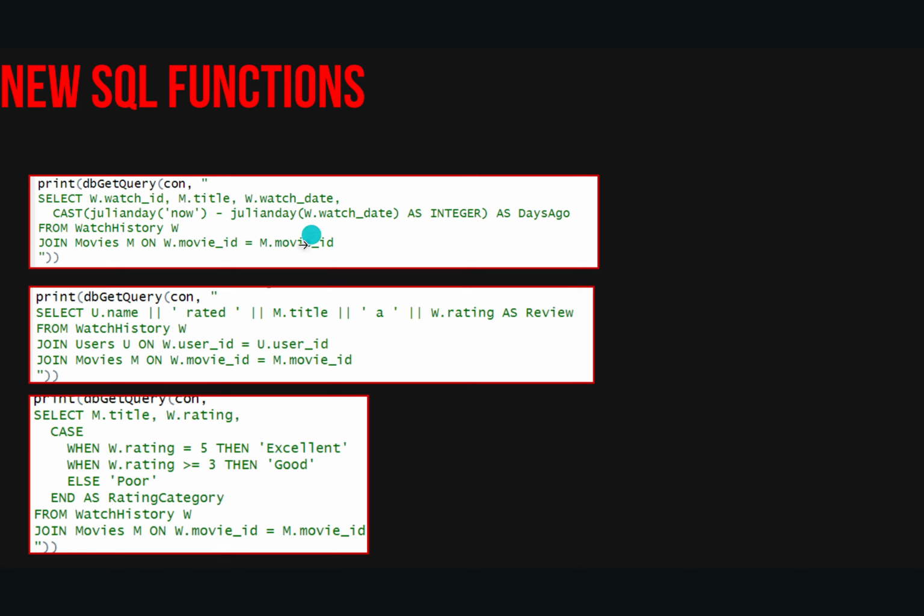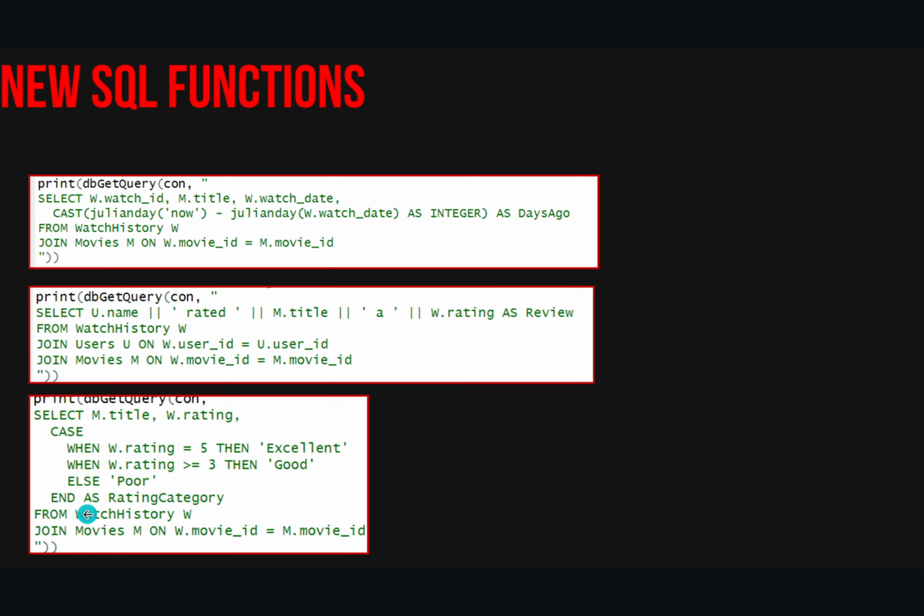Here, I used string concatenation, using these two lines right here, to build a review sentence. This helps create sentences for each review, for example, Alice rated Inception a 5, and overall it's a helpful way to make data more readable when showing it in reports or dashboards.